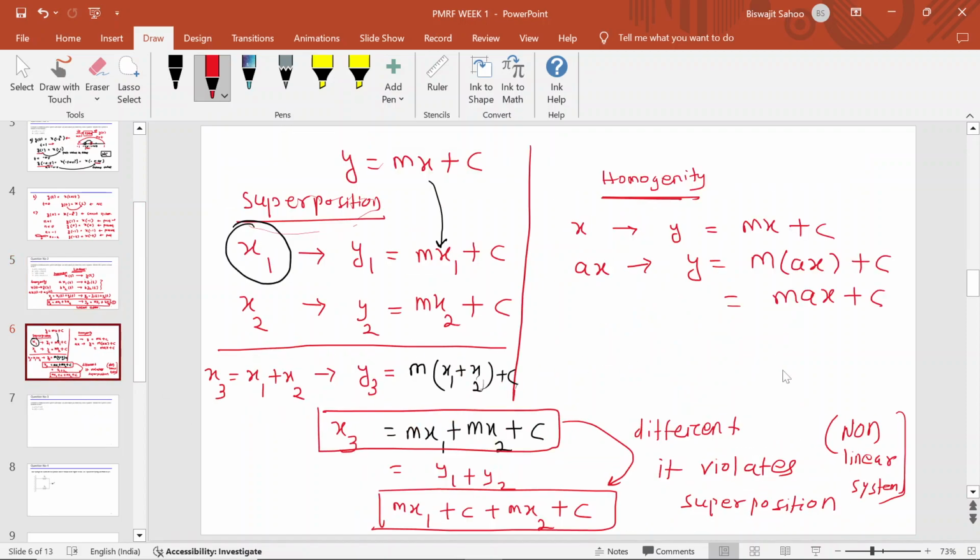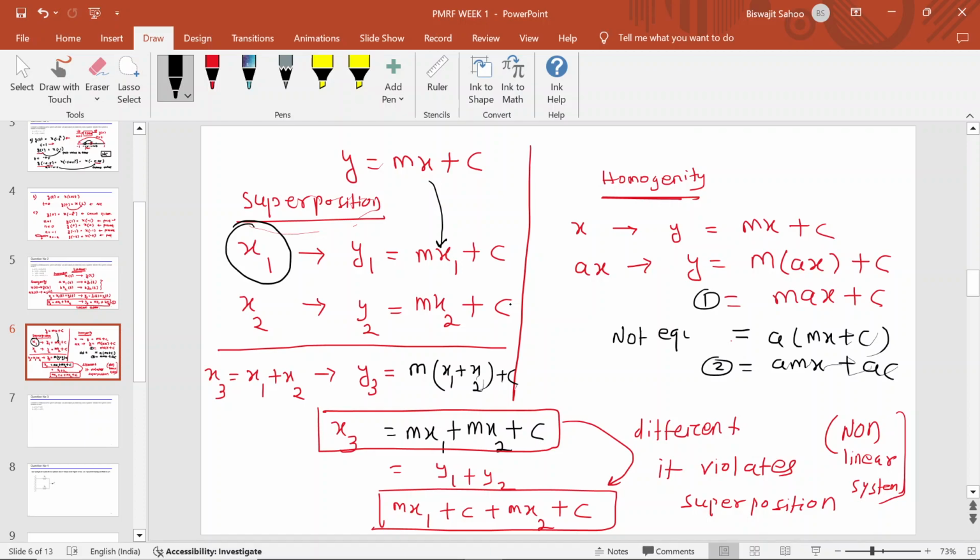So what does ay of t mean? y is mx plus c, and you have to multiply by a. So that should be equal to amx plus ac. These two are not equal. So it is also not satisfying the homogeneity principle. So definitely you can say that it is a non-linear system. I think you are clear on how to check using the superposition and homogeneity principles.